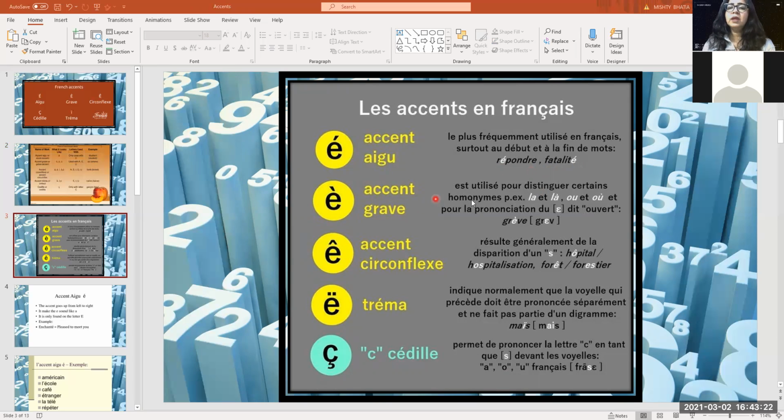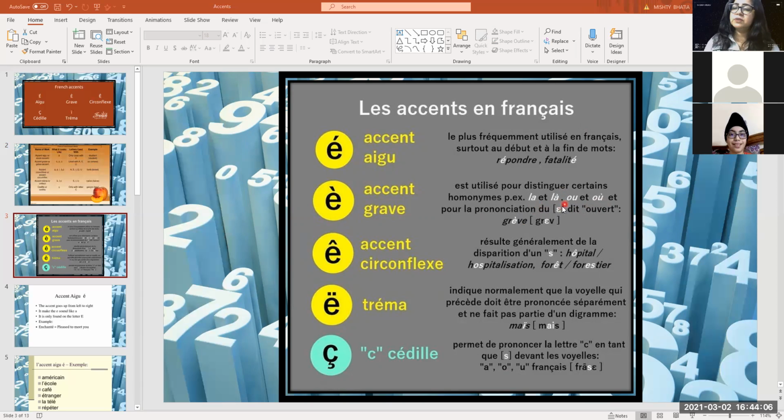Accent grave est utilisé pour distinguer certains homonymes, par exemple la et là, ou et où, et pour la prononciation du E ouvert. We just want to distinguish between the two words. Do you know the difference between ou and où? Yes, ma'am. The first one is "or" and this is "where". So without accent "or", and with accent "where".